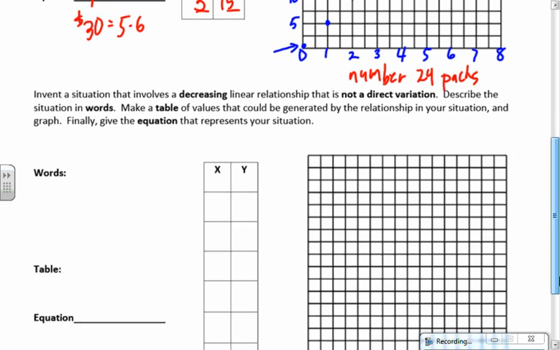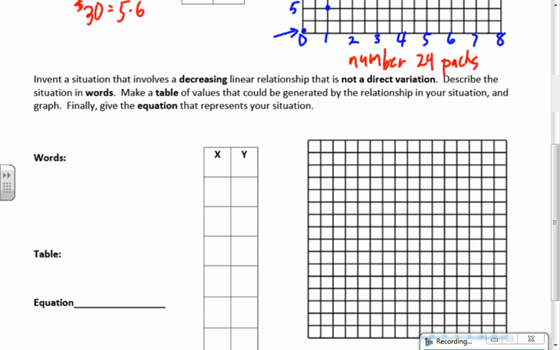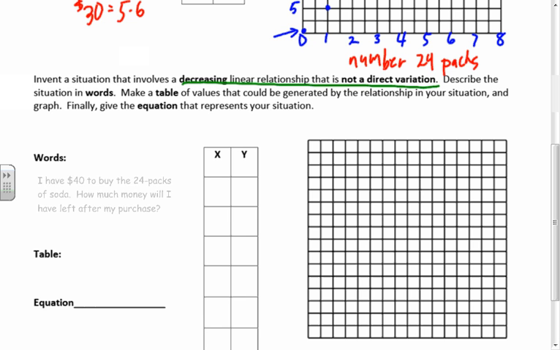All right, the second situation I'm going to do, we want it to involve a decreasing linear relationship that is not a direct variation. So we don't want the numbers to be proportional. And here's a situation that I made for this. If we talk about how much money I have left, let's say I have $40 to buy the 24 packs of soda, how much money will I have left after my purchases?